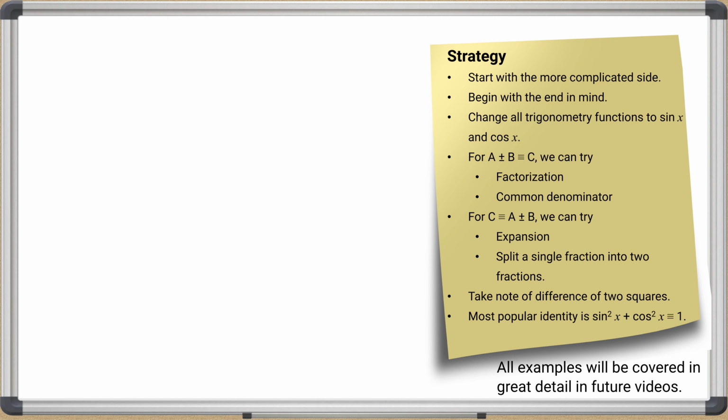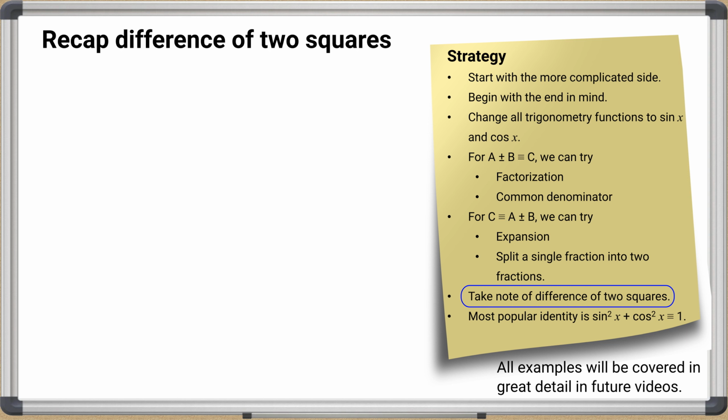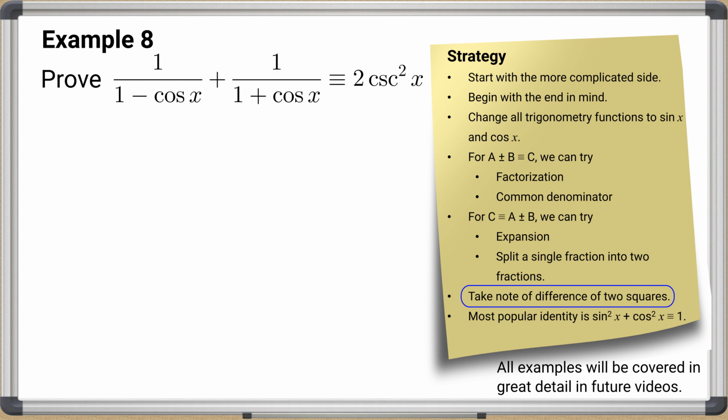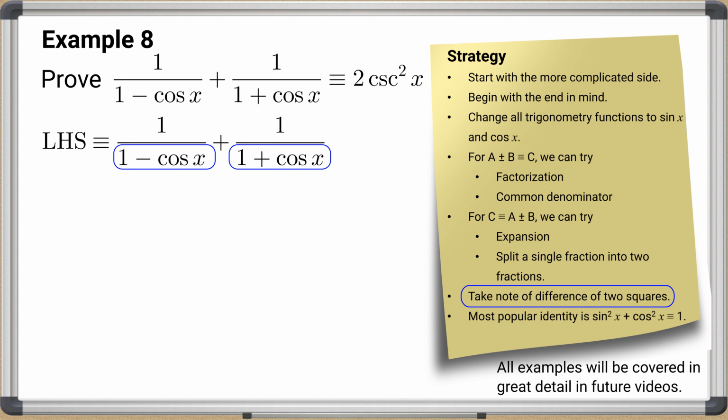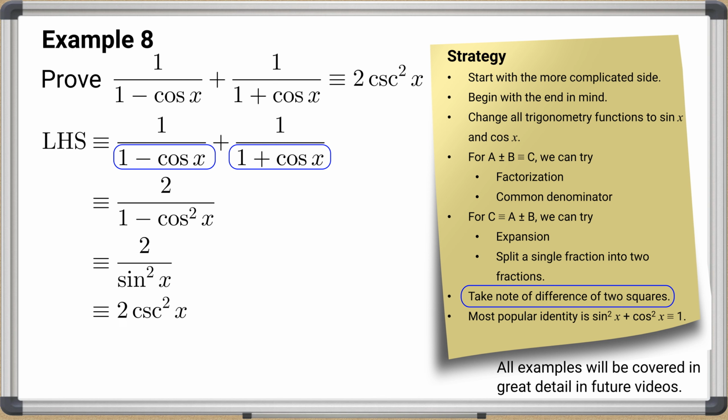Part 6. Next, take note of difference of 2 squares. Let's recap difference of 2 squares. x squared minus y squared equals x plus y times x minus y. Let's look at example 8. We have 1 minus cosine x and 1 plus cosine x. These look like difference of 2 squares. Simplify. Solved.